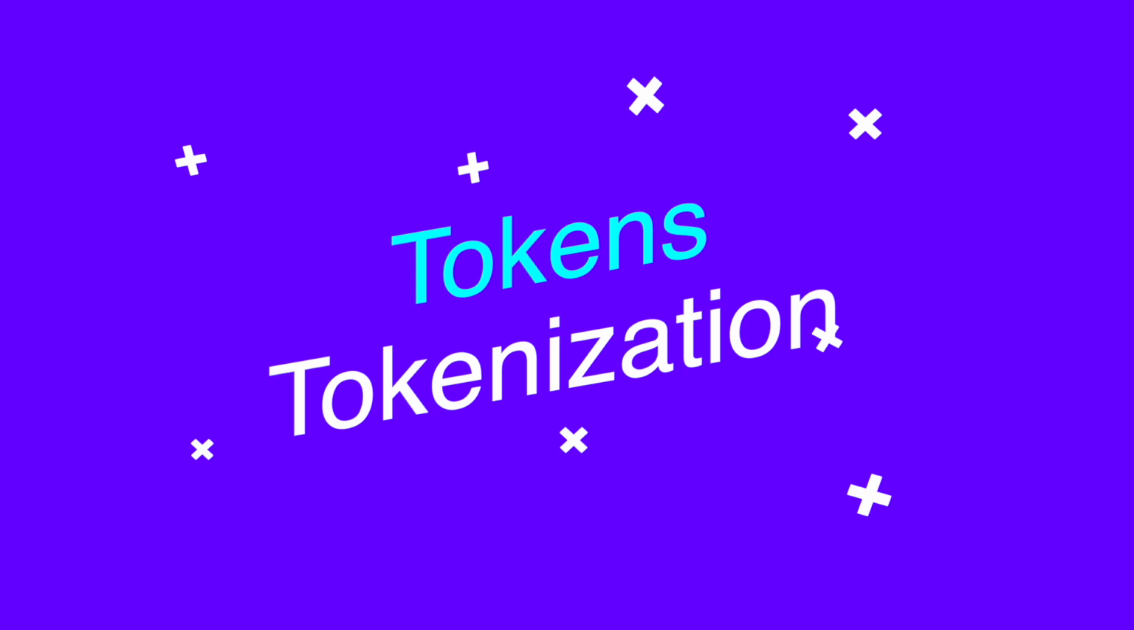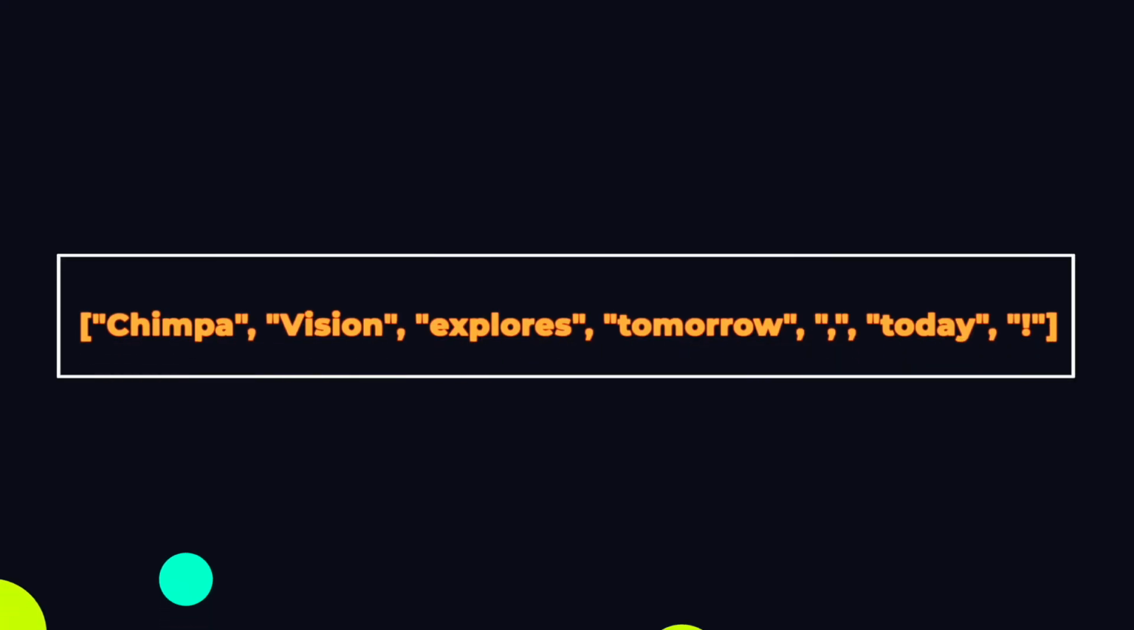Today we are diving deep into the world of AI to explore a fundamental concept that's crucial to understanding how large language models work: tokens and tokenization. In the realm of AI language models, tokens are the fundamental units used to process and generate text. They can be words, parts of words, or even single characters, depending on the model and the language. For example, the sentence "ChimpaVision explores tomorrow, today" can be broken down into tokens like this.